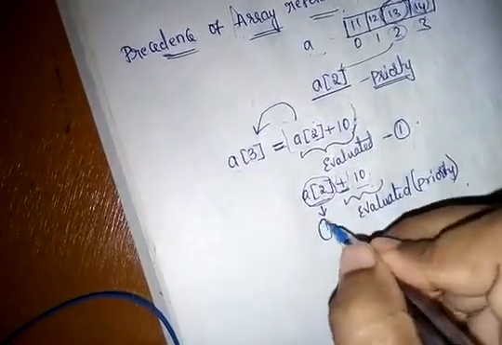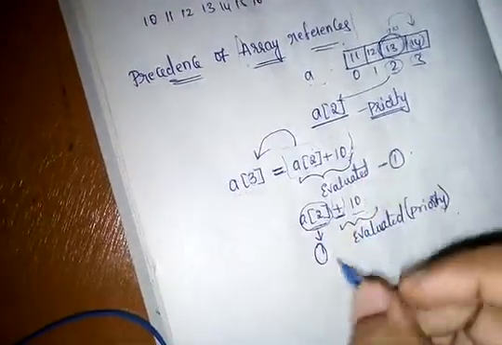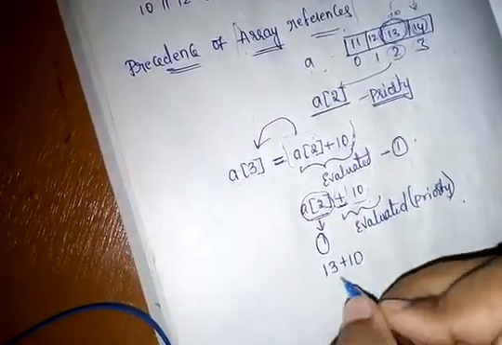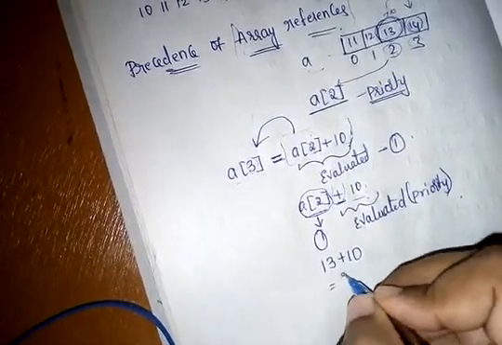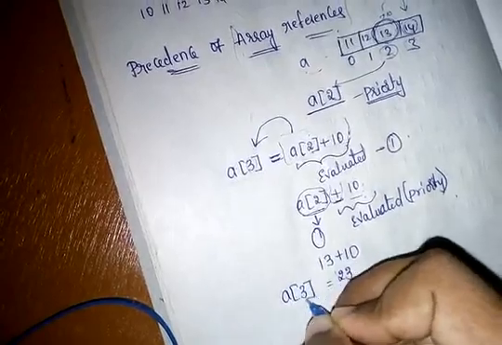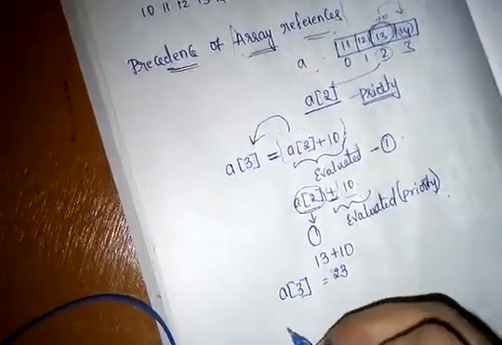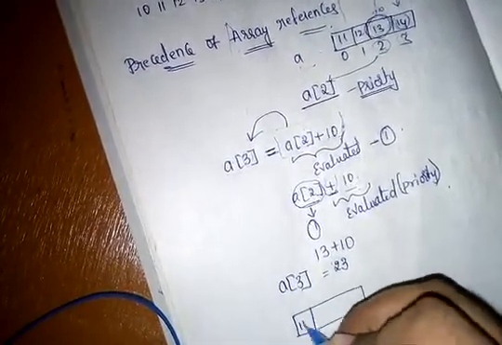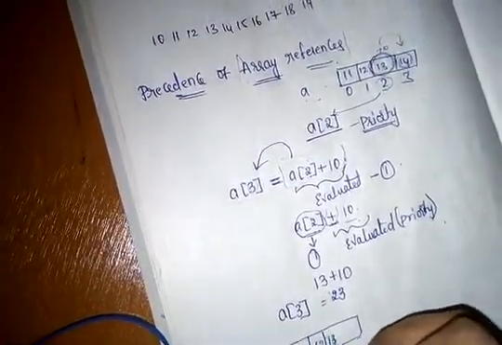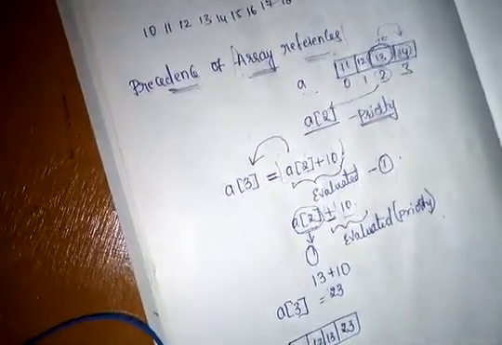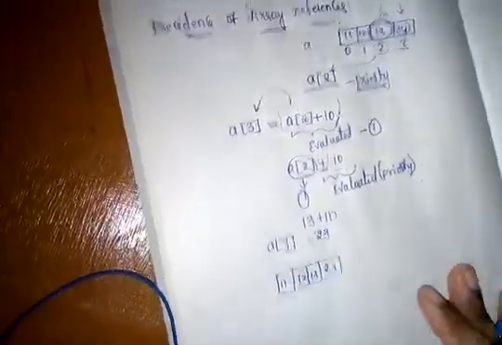Okay, so first A of 2 value will be substituted here, 13, and then the rest of the expression. So overall 13 plus 10, it will be 23. This 23 will be assigned to A of 3. So finally if you print that array, your array becomes 11, 12, 13, and the last element we have assigned, 23. Okay, so that is about precedence of array.